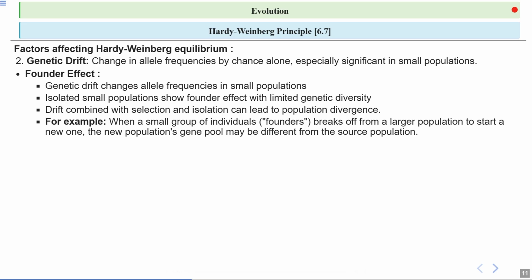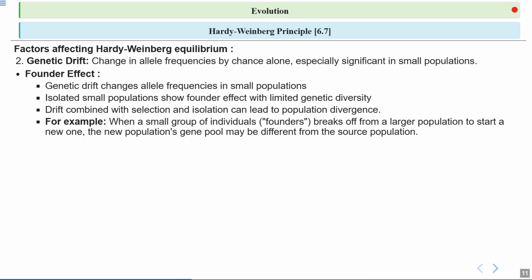Now, genetic drift combined with selection and isolation can lead to population divergence. So there is genetic drift happening. This is combined with natural selection as well as isolation of that species, of that population, and this can lead to population divergence, meaning there was an original source population, and then there was a newly formed population. This is known as population divergence.